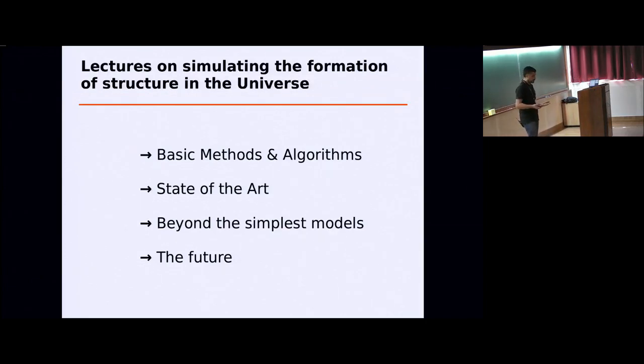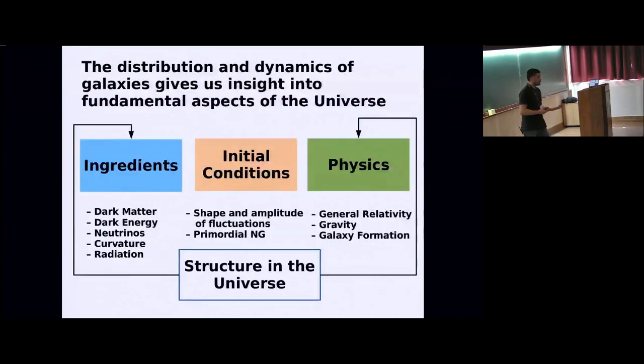Now, in this first lecture, these are the topics for my 3 lectures. In the first one, we're going to focus on the basic methods and algorithms that we need to understand and develop so we can run this type of numerical simulation. As I was telling you earlier, we need 3 ingredients for our numerical simulations. The first one is the components of the universe, then the initial conditions, and the physics.